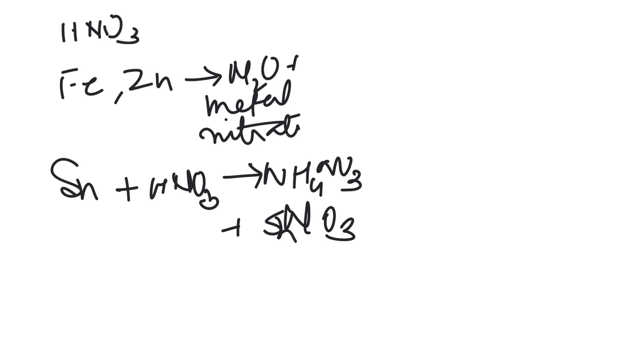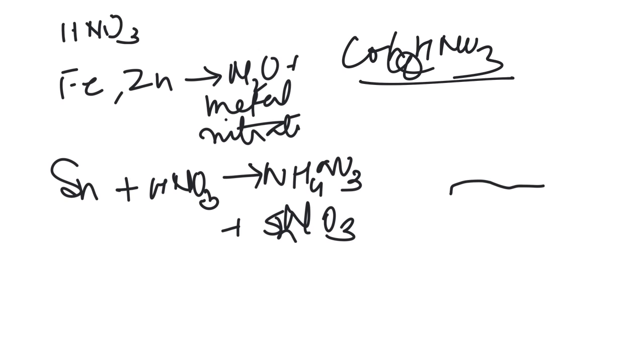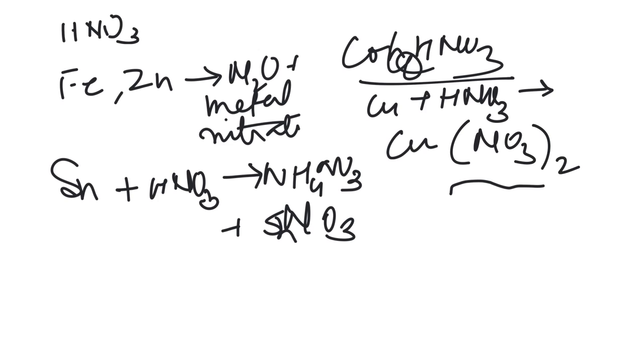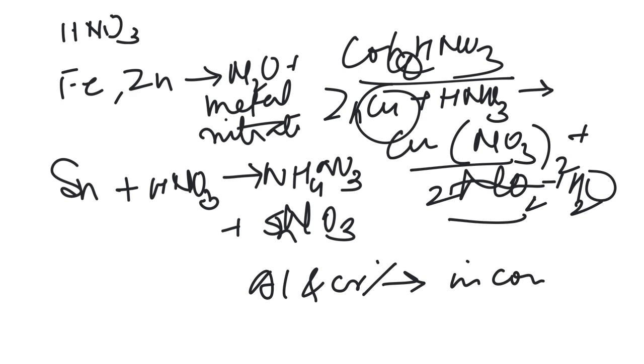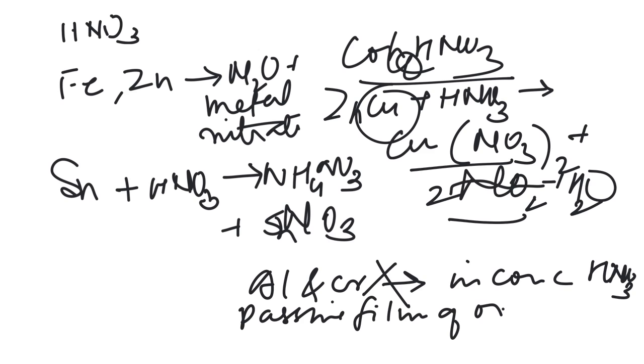But if we use concentrated HNO3, as it is a strong oxidizing agent, it attacks the metals, and the reaction goes like this. Suppose it reacts with copper, it will form copper nitrate, NO2 and H2O. Similarly, if you take zinc, then also you will get zinc nitrate and NO2. Aluminium and chromium do not dissolve in concentrated HNO3. Why? Because of the formation of a passive film of oxide over the surface.